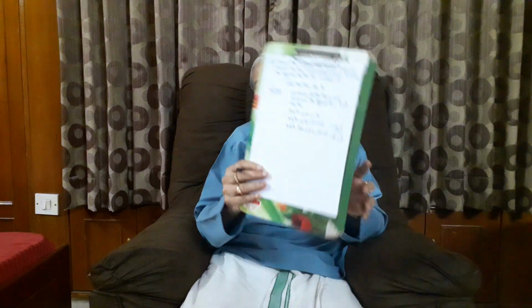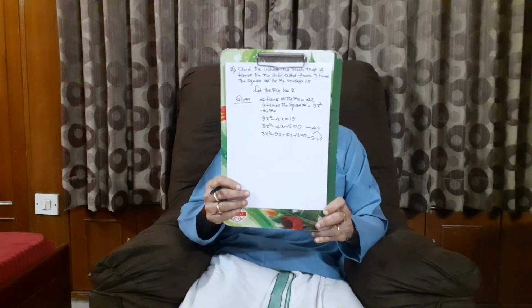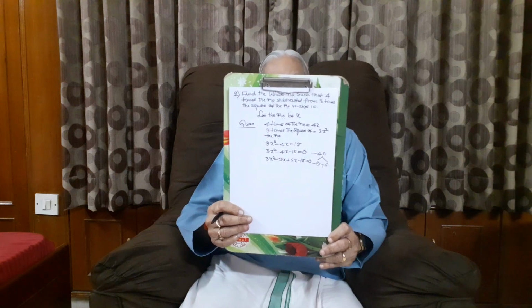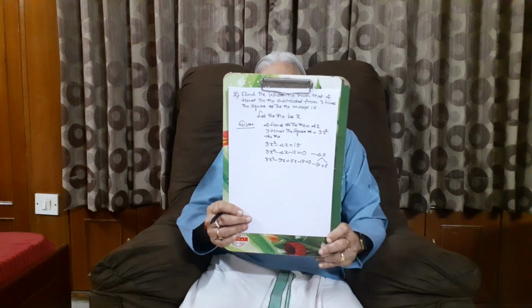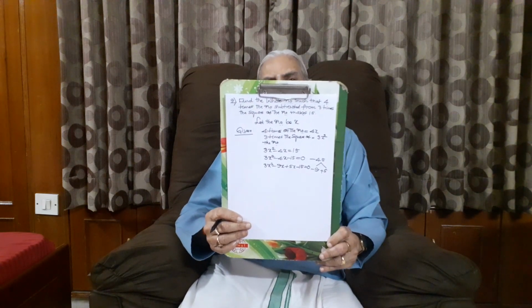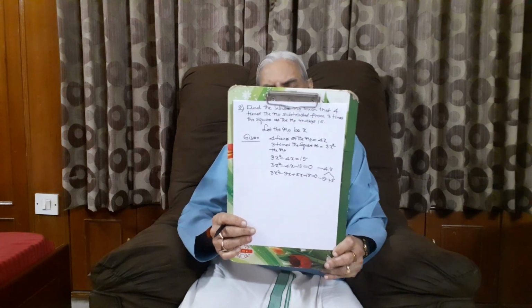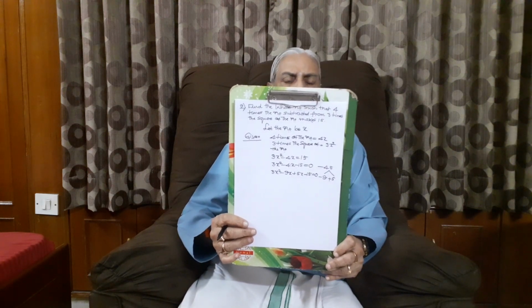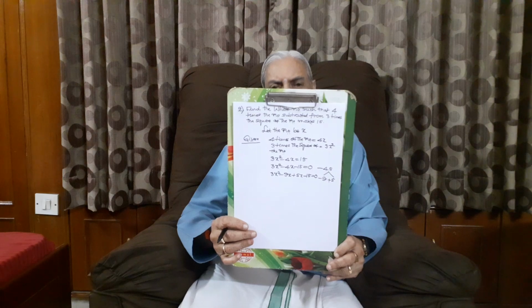So I write 3x square minus 4x as 3x square minus 9x plus 5x, then minus 15 is there. That is equal to 0. That means I have written the trinomial as a polynomial of 4 terms. Why? To group. Factorization by grouping. Grouping means we need 4 terms, so I write the trinomial in 4 terms. I follow the rule, then group them and factorize.